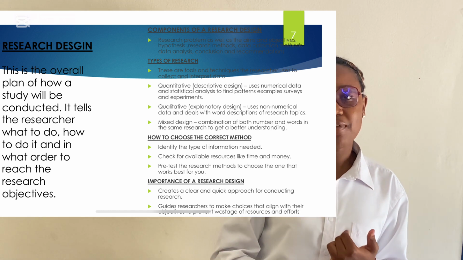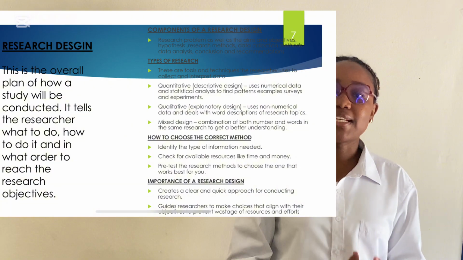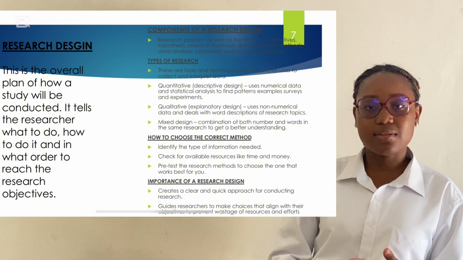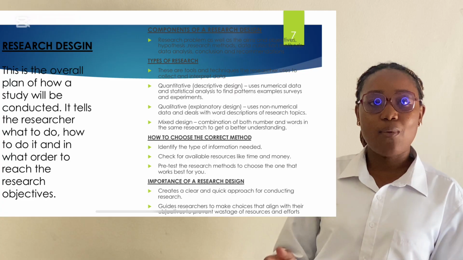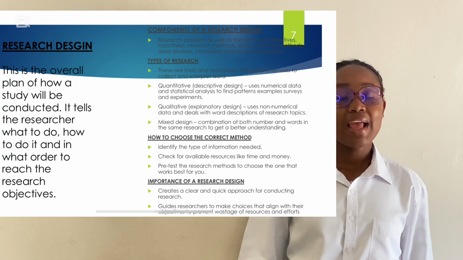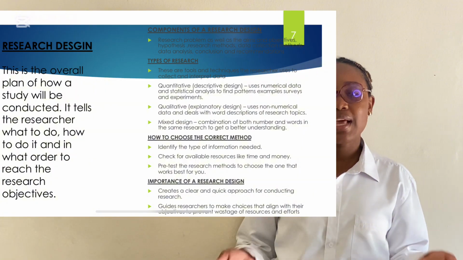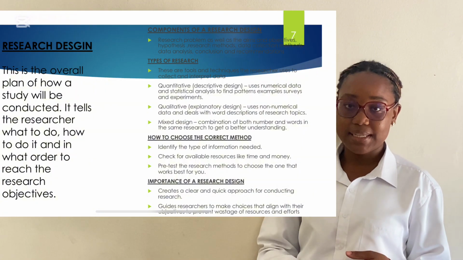Firstly, you identify the type of information that is needed. Secondly, you can pre-test the existing methods to find the one that works best for you. Lastly, you can check for the available resources, for example, time and money.